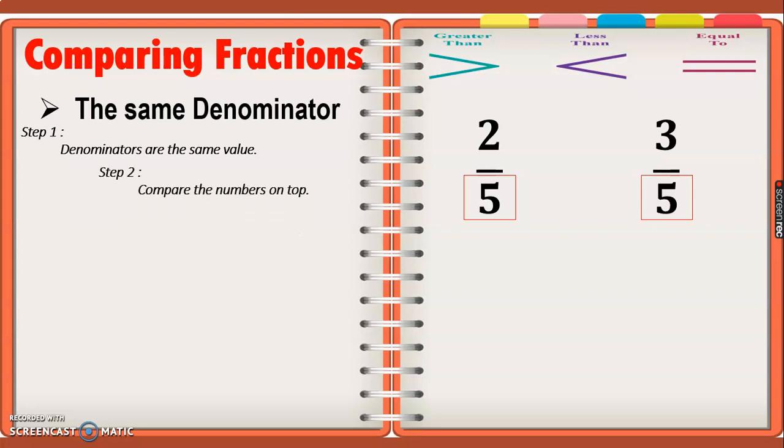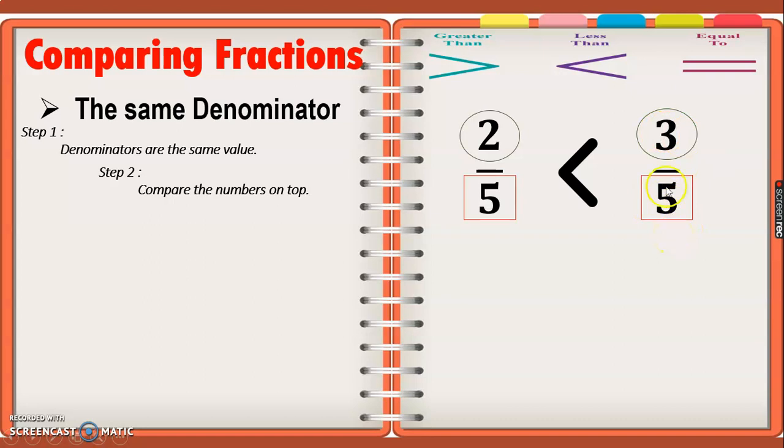Then, step 2, compare the numbers on the top. What do you call the numbers on the top of the fractions? This is what you call a numerator. Again, the denominators are the same, which is 5 and 5. So step 2, compare the numbers on the top, the numerators. So we have 2 and 3. Which is greater, 2 or 3? Very good, it's 3. Therefore, 2 over 5 is less than 3 over 5.